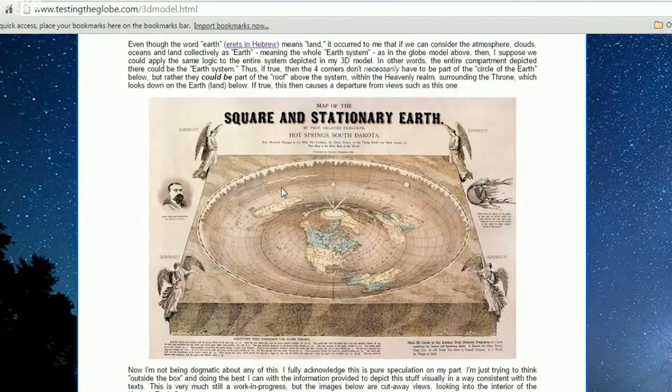And somebody else, apparently back in the 1800s, had a very similar idea. They drew this depiction here. Of course, I don't see any evidence for this sort of roulette table, roulette wheel looking thing here.